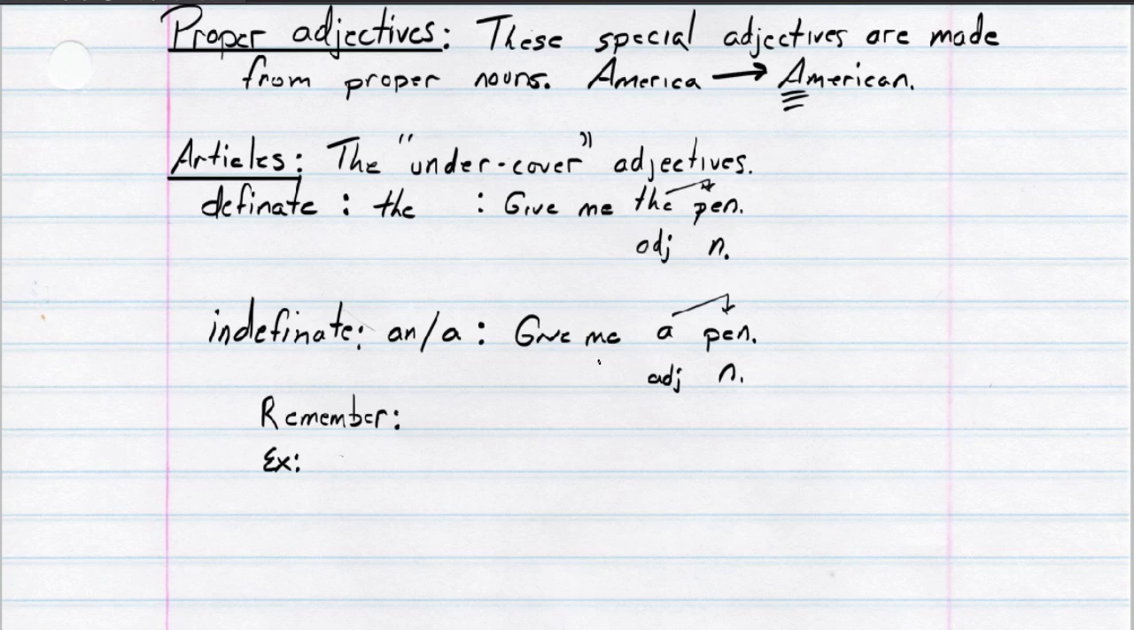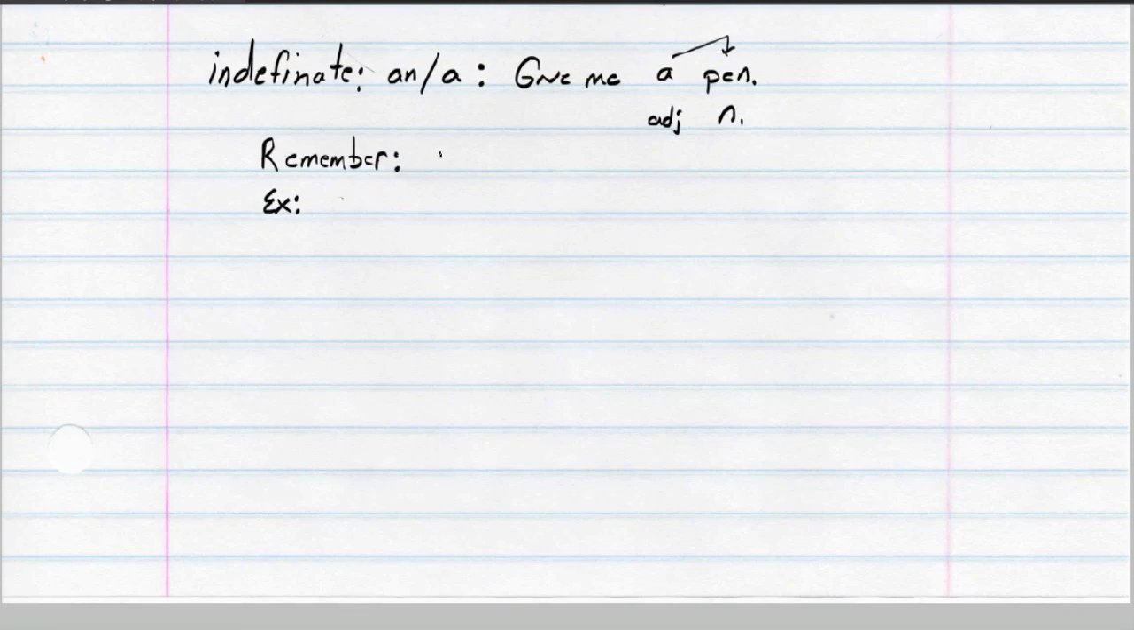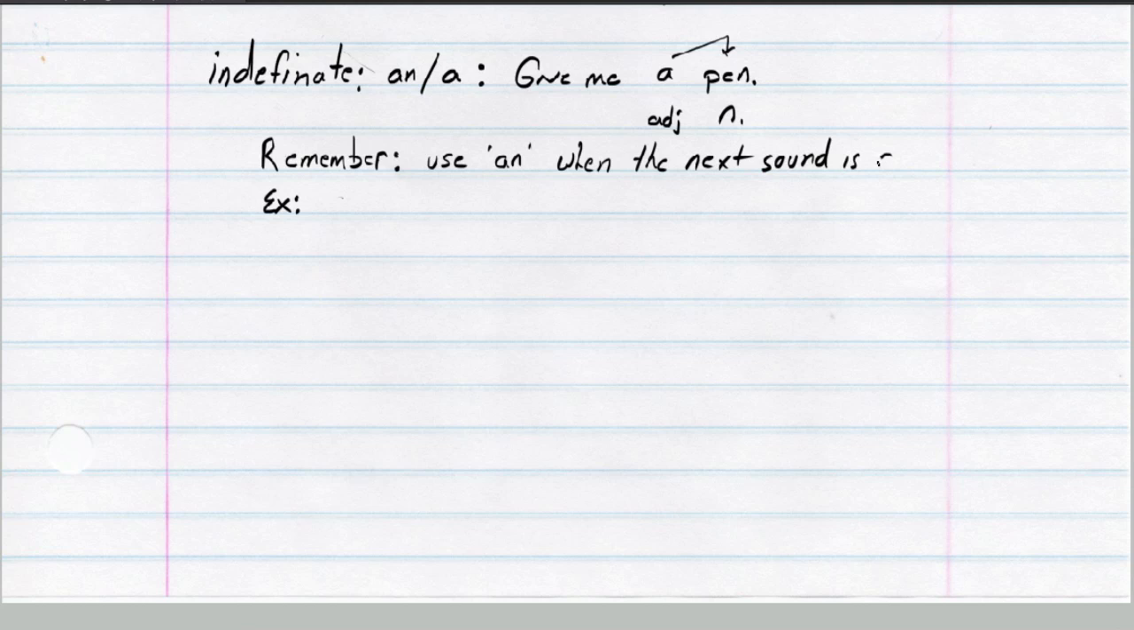Give me a pen. Okay, now, the last notes here, let me move this up a little bit. The last note at the top of the page. Okay, so a little bit about a and an. Here's what I want you to remember. Use an when the next sound is a vowel sound. So let's go ahead and put that down. Use an, and I'll put it in quotation marks so it makes sense in my notes, when the next sound is a vowel sound. Go ahead and use the margin there. Okay, use an when the next sound is a vowel sound.